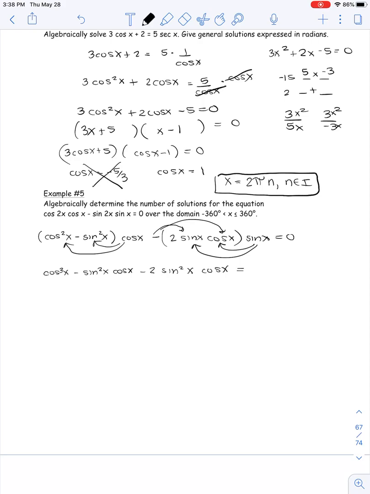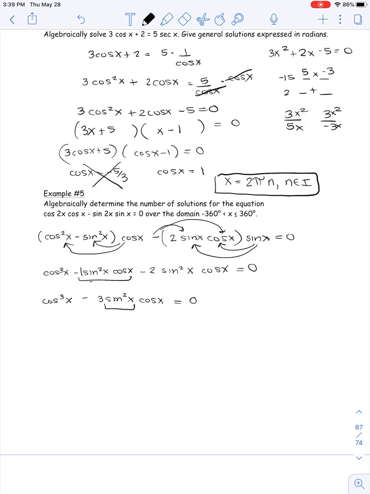And then if you'll notice, before I do that, these two are the same. So these are like terms. So I'm going to put them together by adding them together. So I have a minus 1 even if I don't see it. So it's going to be cos 3x or cos x to the power of 3 minus 3 sine squared x cos x equals 0.